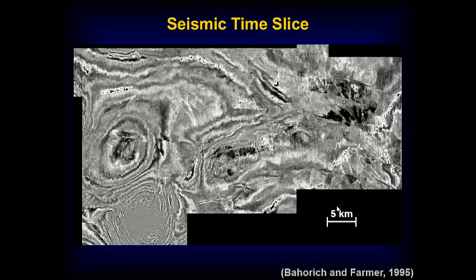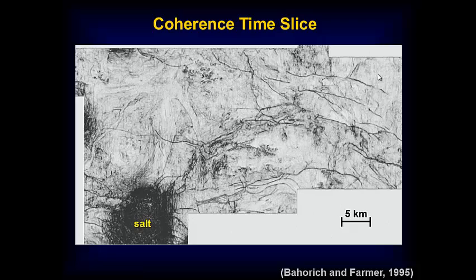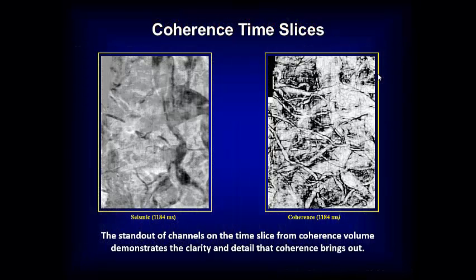Here's another example from the Gulf of Mexico, and this is the seismic time slice. If you examine this closely, you see some circular features here. There are some channel features here. Looks like this is also a channel. There are some faults. But if you look at the equivalent coherence slice, you see there is a lot of information that can be interpreted. So coherence is a useful attribute. Here's another example from the Gulf of Mexico. On the left is a seismic time slice, and it's not very deep, 1184 milliseconds. To the right is the coherence showing a channel system at different levels.